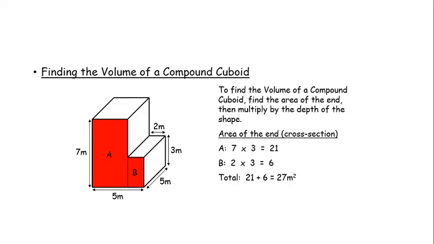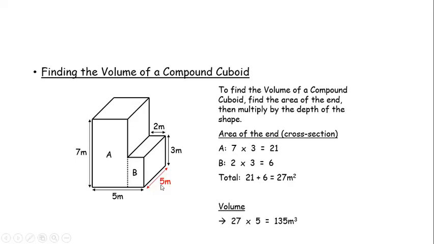Now, we know that the volume of a prism is the area of the cross section multiplied by the length. So if we look at this, the length of that shape is 5 meters. So I'm going to take 27, which was the area of the cross section, and multiply it by the length, which is 5 meters. And that will give me 135 meters cubed.